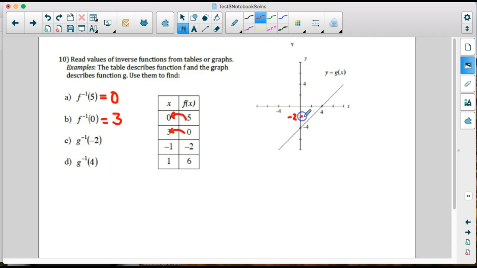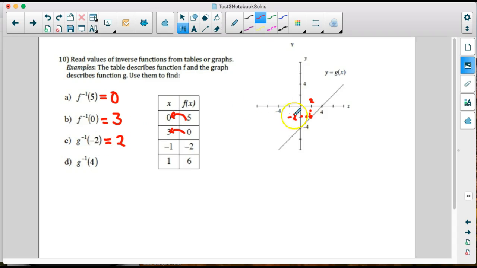So we're looking for the x value that gives you that value. So you go to the graph, and then you read up or down to the x-axis. In this case, we read up to the x-axis. So it looks like it's right here. If we looked at this, 2 would give us -2. So the answer to the inverse is 2.